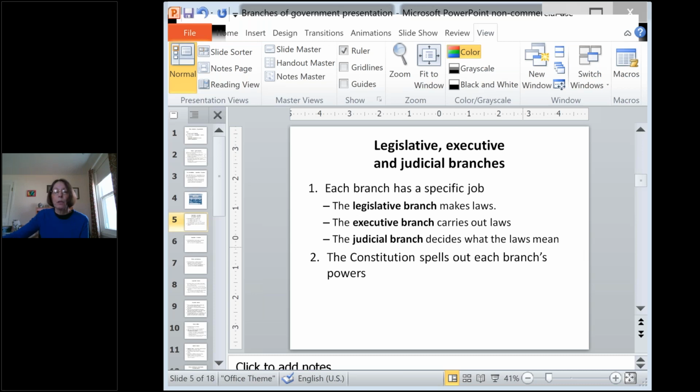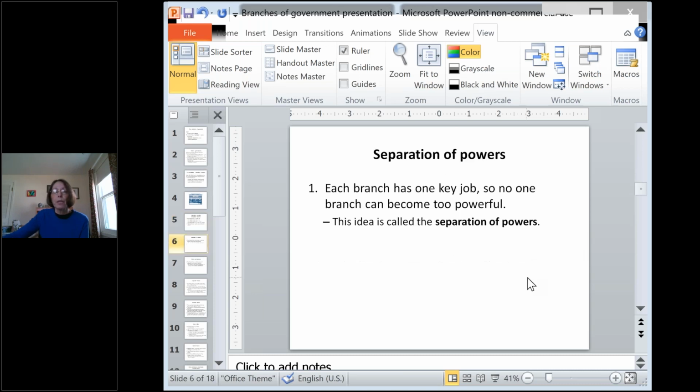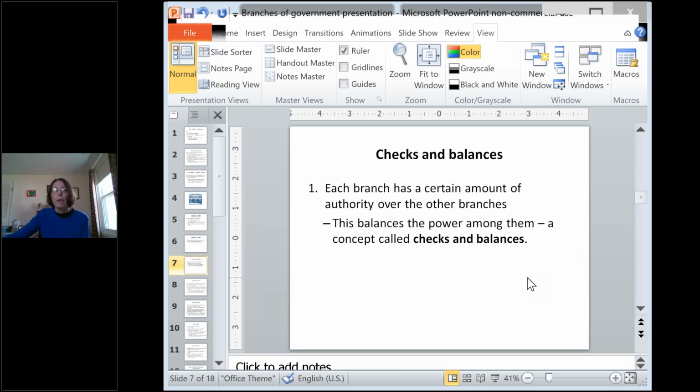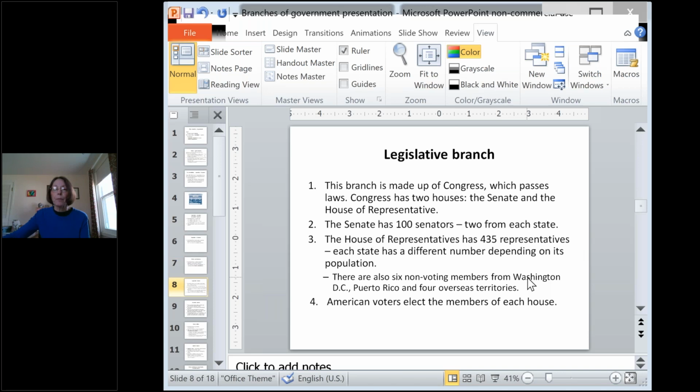Okay, so let's look at those a little bit more. Again, the separation of powers. Each branch has one key job so that no one branch can become too powerful. And this idea is called the separation of powers. Checks and balances. So each of those three branches has a certain amount of authority over the other branches. And this balances the power among them. And this concept is called checks and balances. So let's look at what that means in reality.